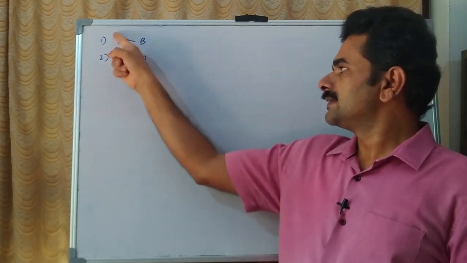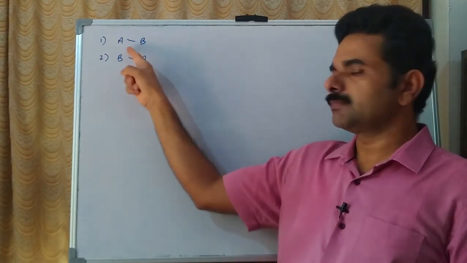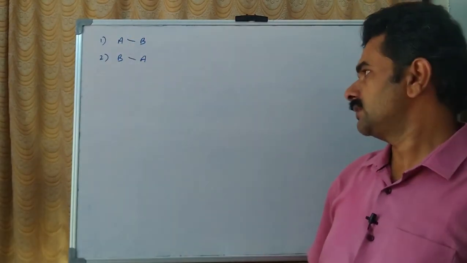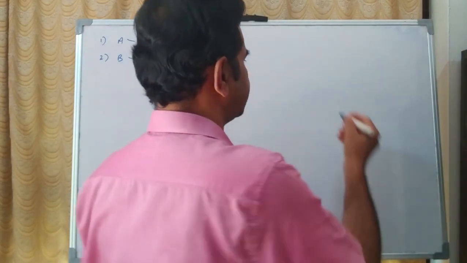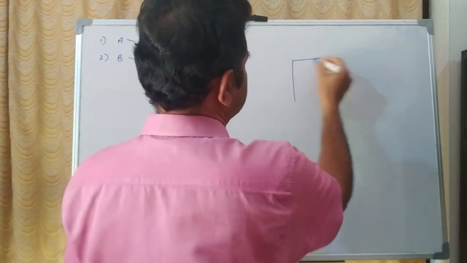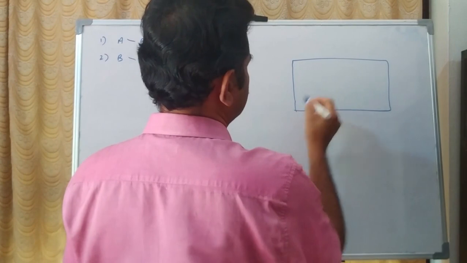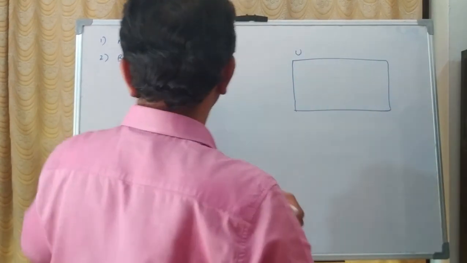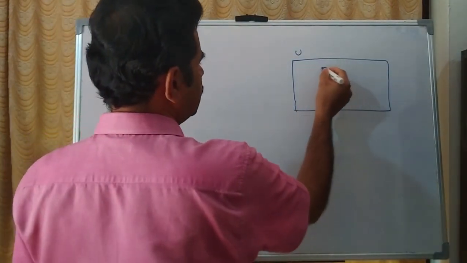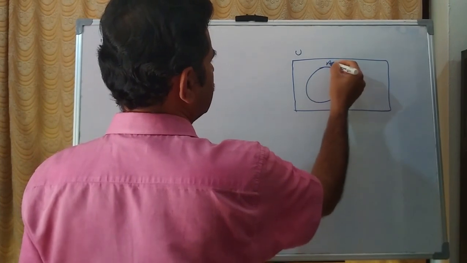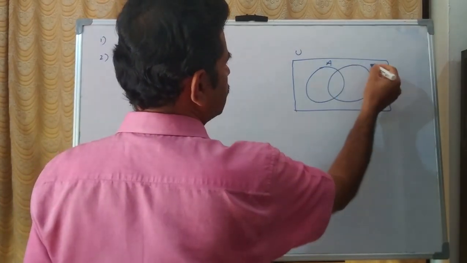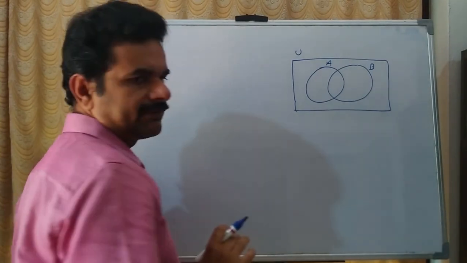So let us discuss A difference B by using a Venn diagram. For that, firstly we are drawing a universal set U. A and B are given. This set A, this set B. Two sets A and B are given.